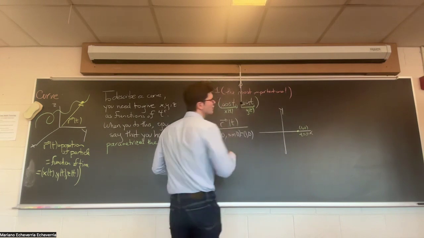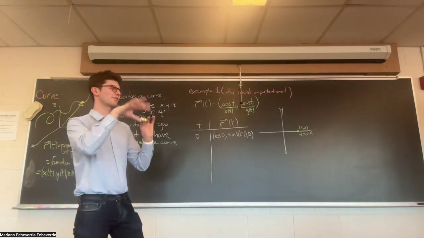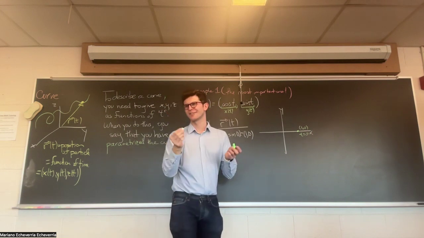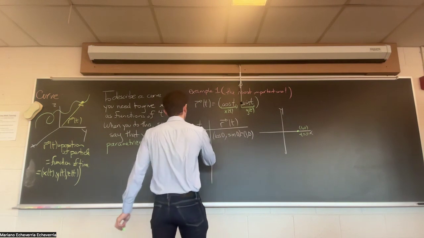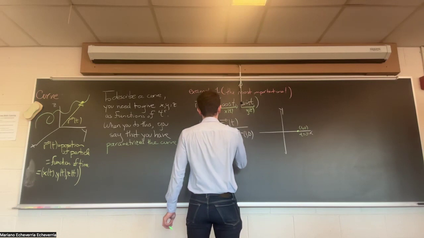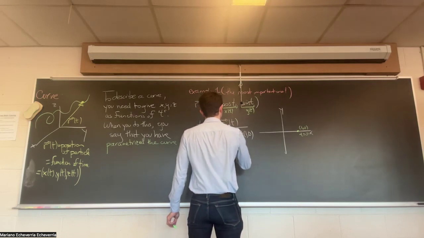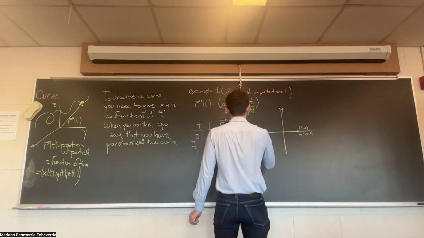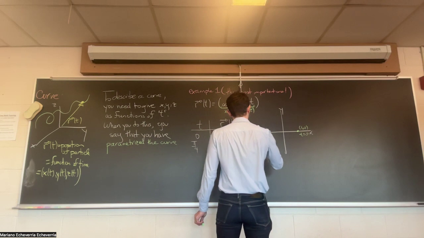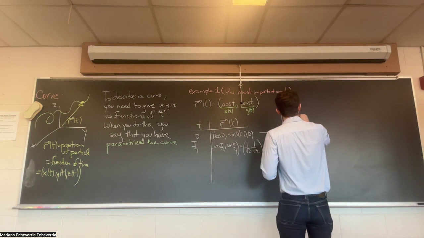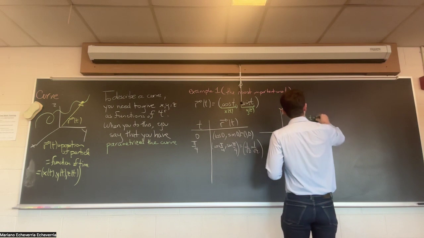Then, just to give a few values, let's do those values where we can evaluate sine and cosine easily. If you put t equals pi over 4, I'm working with radians by the way, you get cosine of pi over 4, sine of pi over 4. And what does it give you? It gives you 1 over root 2, 1 over root 2. So that is somewhere in here, and that's where you are at time pi over 4.